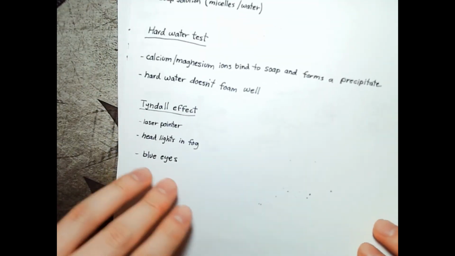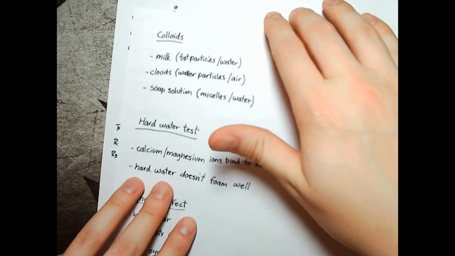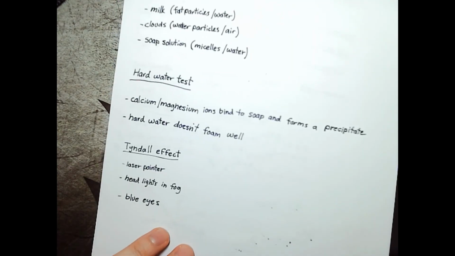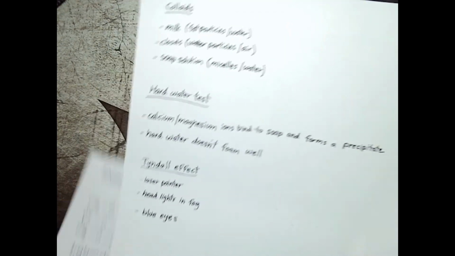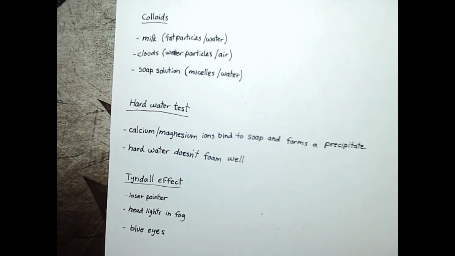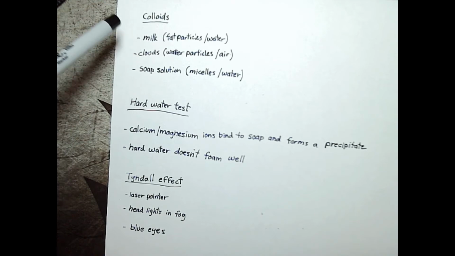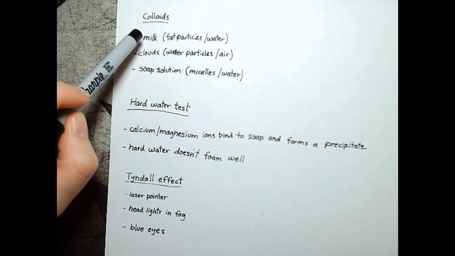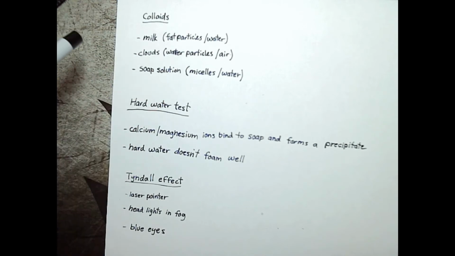So in this week's lab, we'll be looking at colloids. So the basic idea of a colloid is, you have one substance and it's dispersed as tiny particles into another substance. So some examples, milk is an example of a colloid. It's made up of fat particles dispersed in the water.